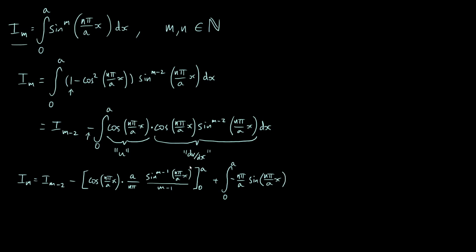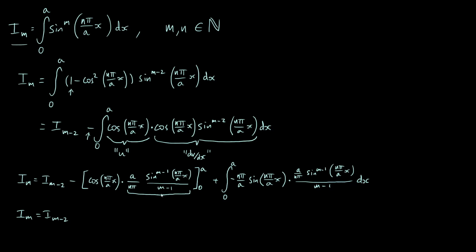And then we've got to multiply by v, which is this thing that we calculated before, and so we can just write that there. So it's going to be a over n pi times sine to the m minus 1 of n pi over a times x, all over m minus 1. Okay, and that is with respect to x. Alright, so this simplifies in a very nice way. It's less intimidating than it actually looks, because what's going to happen is we get I_m is I_m minus 2.